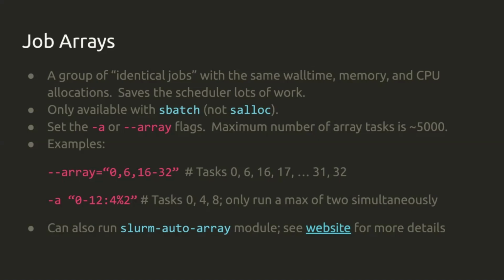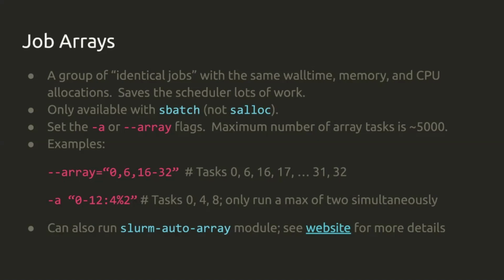They're synonyms for each other. The maximum number of array tasks we allow on our systems is about 5,000. And so you can see there's some examples. So I can say --array equals 0, 16, 17 through 32. And that'll tell Slurm to fire off tasks 0, 16, 17, 18, all the way to 32 inclusive.